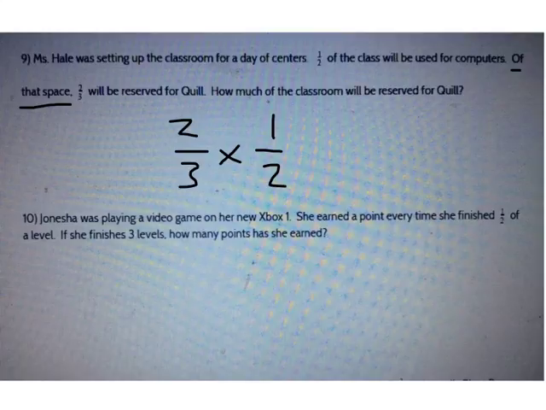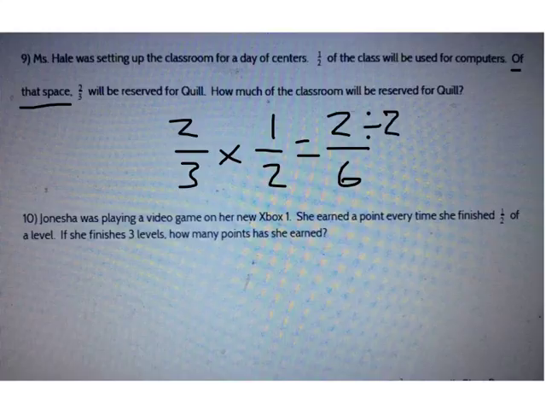What's 2/3 times 1/2? Well, 2 times 1 is 2, and 3 times 2 is 6. That's not my final answer because I can simplify. What number goes into both 2 and 6? 2 goes into both. When I divide 2 and 6 by 2, what's my new simplified fraction? It's 1/3.